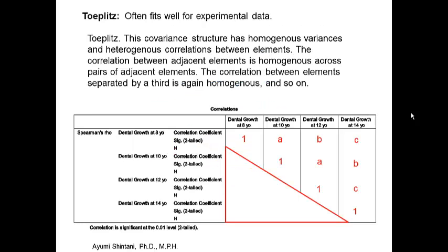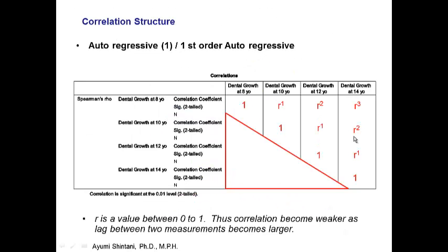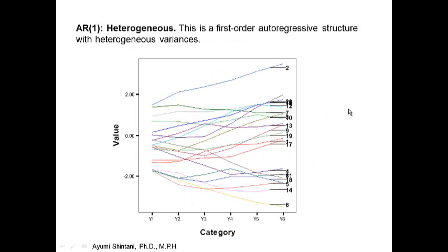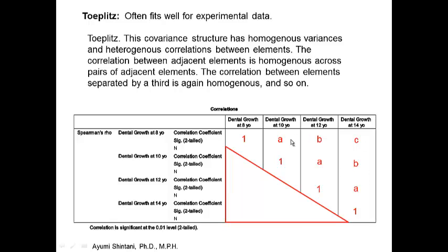And Toeplitz is the next option, where you allow different correlations without assuming this power relation. Here you have correlations A, B, C, where pairs of time points at the same distance share the same correlation: 8 and 10, 10 and 12, and 12 and 14. The distance is 2 years apart, and you assume those correlations are the same.